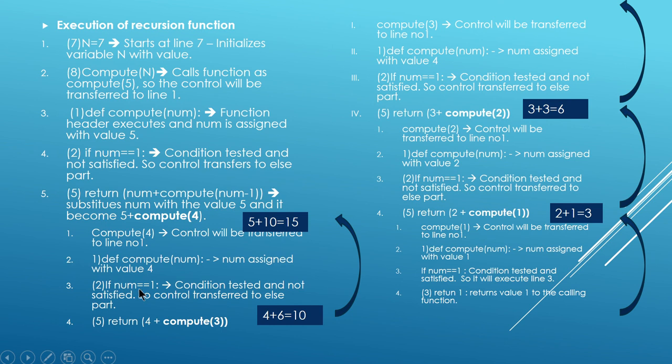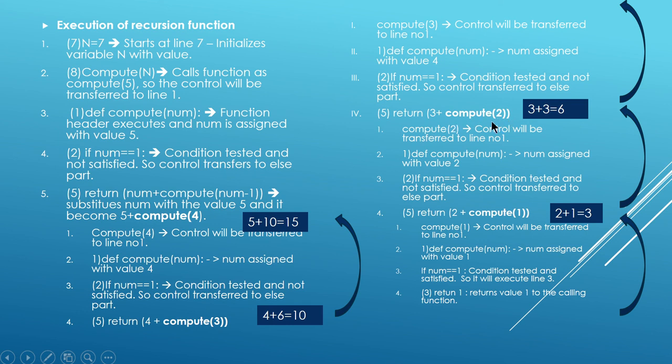Again the condition will be tested, and then it will go to the else part. In the else part, I have return of num plus compute of num minus 1, which is nothing but 4 plus compute of 3. When there is a compute of 3, again it will go to the same line number 1. Compute of 3, the control will be transferred to line number 1, and then num will be substituted with the value 3, okay, not 4. The condition is not satisfied, so it will go to the else part. In the else part, I have return of 3 plus compute of 2.